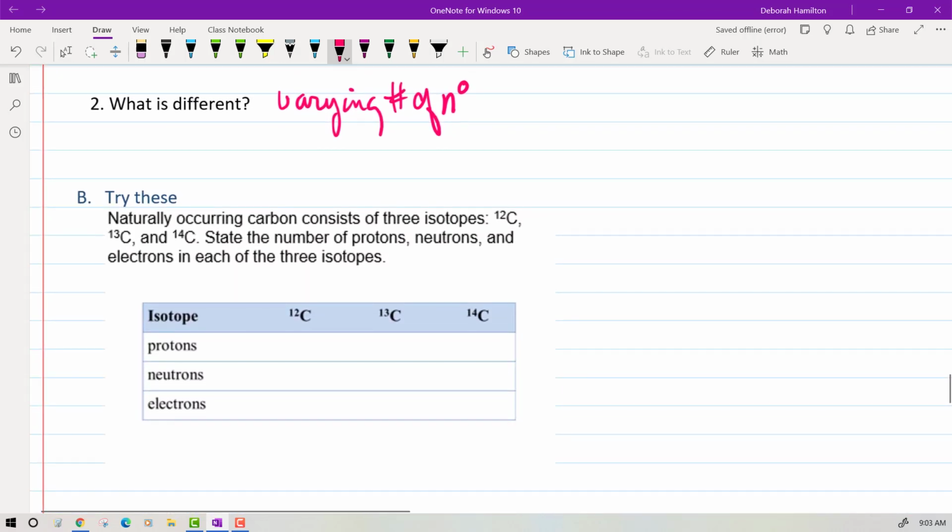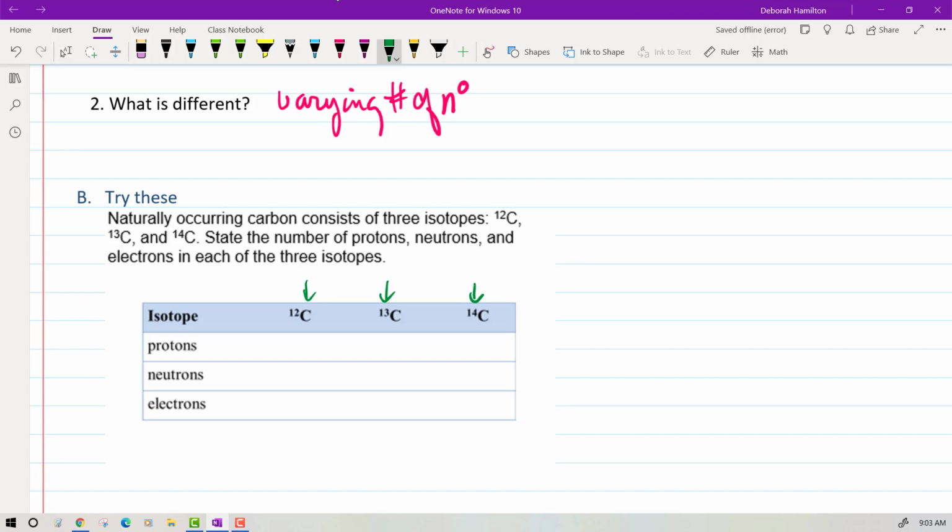All right, so here's a set of isotopes here. We have a couple of isotope problems for you to try. All right, you're going to like this one. You're going to want to test on this one. All right, notice the 3 isotopes of carbon here. Carbon 12, carbon 13, carbon 14.